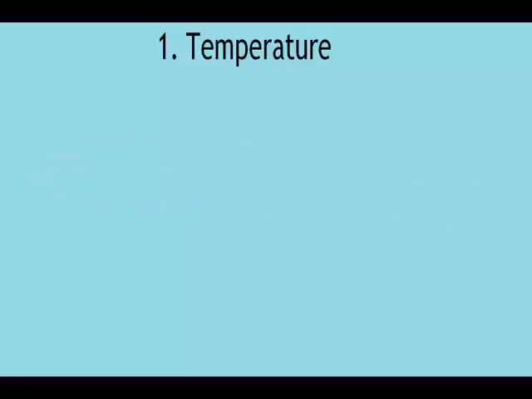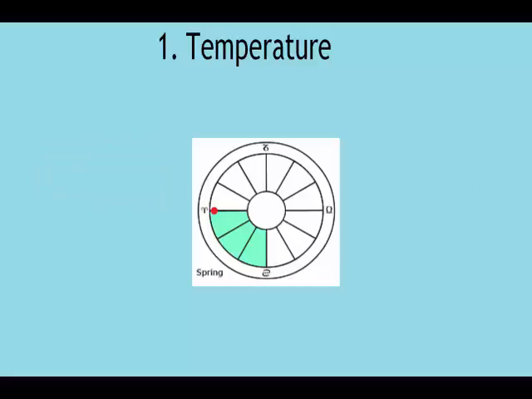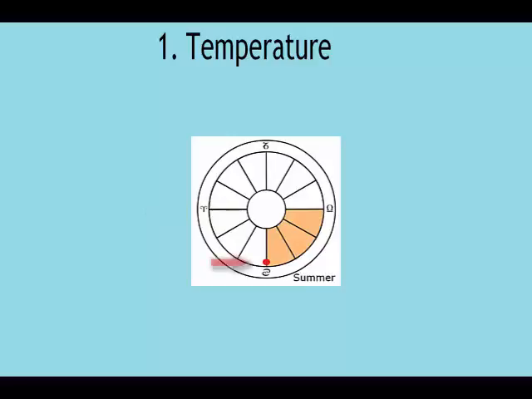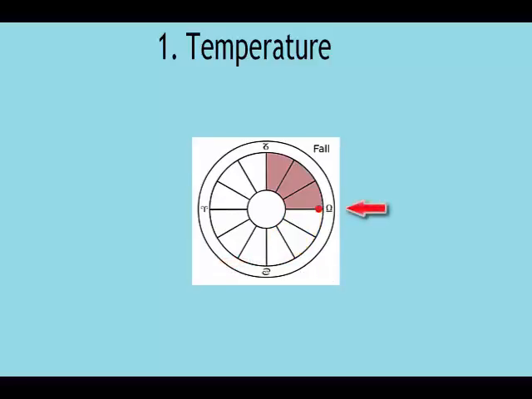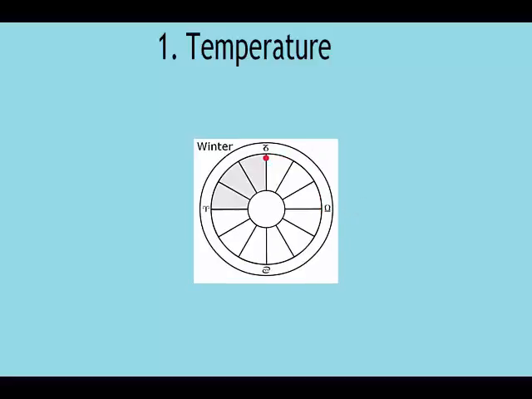Well, we know that we have 4 seasons. Spring begins when the sun moves into Aries. Summer begins when the sun moves into Cancer. Fall begins when the sun moves into Libra, and winter begins when the sun moves into Capricorn.